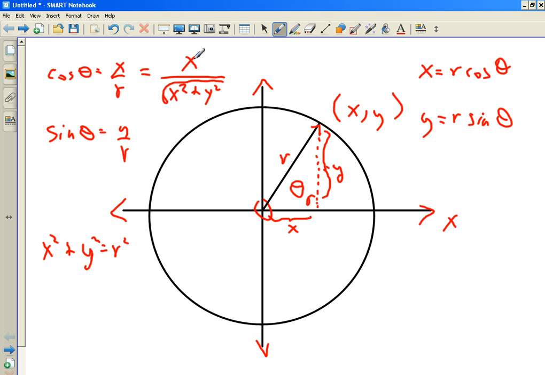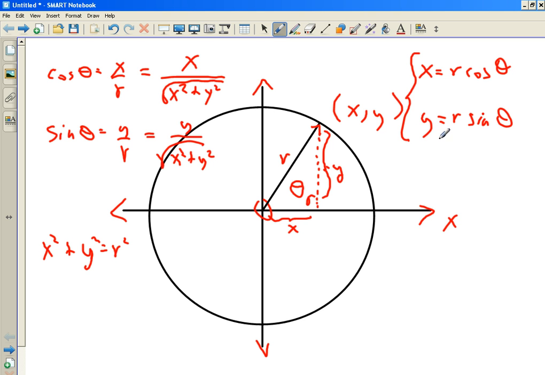So if I know x and y, how do I get theta? Arc cosine, right? Arc cosine. And then same thing over here. This would be y over the square root of x squared plus y squared. All right, so these are a whole bunch of relationships between x, y, r, and theta. All right, focus on this one for now.